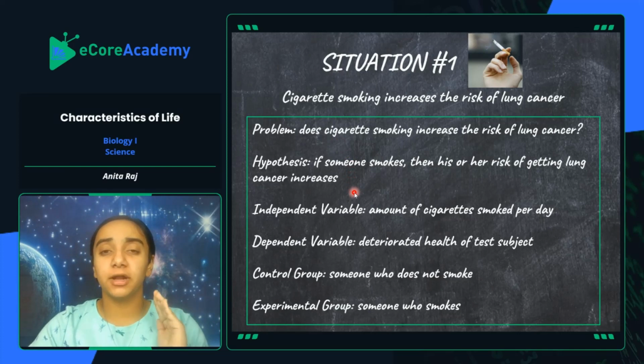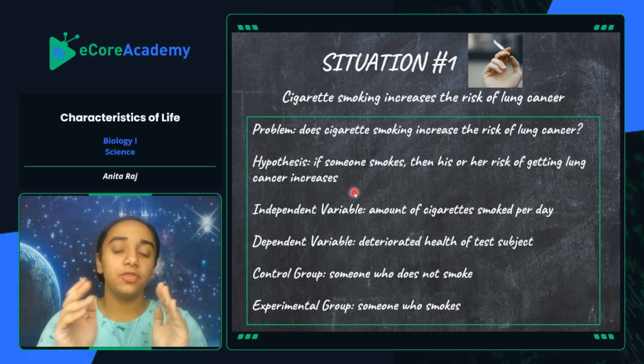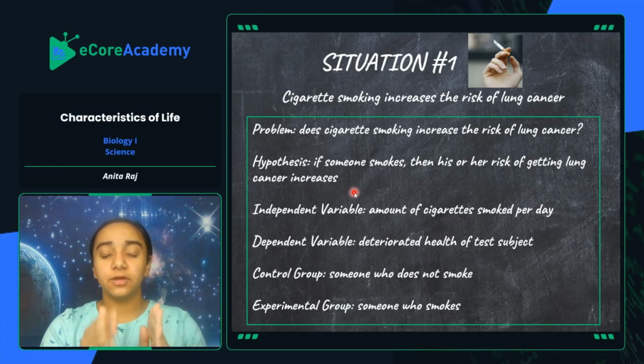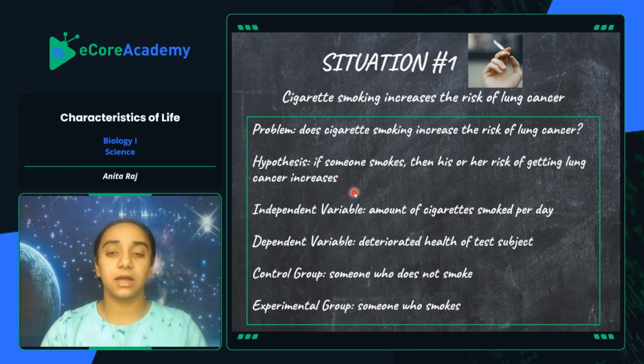So remember, whenever you write a hypothesis, you're pretty much writing: if I or someone do this, then this will happen. So the if part comes with the first part, so if an action is done, the then part goes with the result. So that's how you write a hypothesis. So in this case, that's the hypothesis.